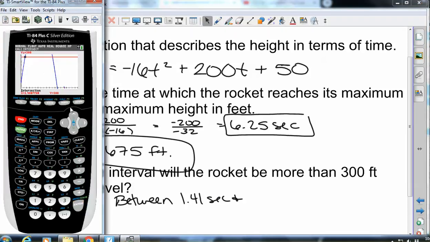Okay, so now the second one, so just repeat. Second, trace, intersect. First curve enter, second curve enter, guess. Now you have to move all the way over to the right. And I get 11.09.